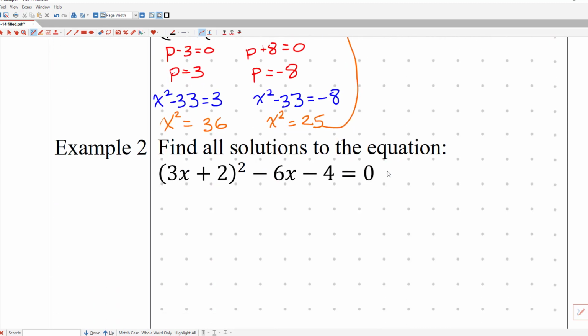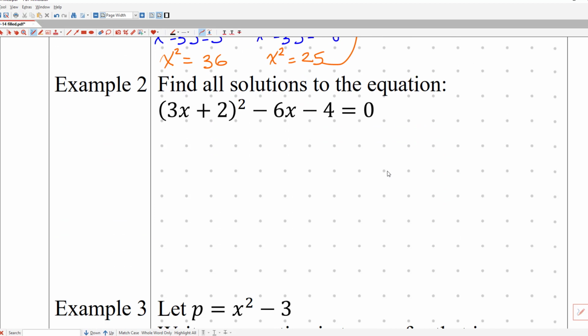Let's try another one. Example number 2. So find all solutions to this equation. It's a little bit different because it's not too clear what I should be substituting out. In general, you should be substituting out the thing that looks the most complicated, and usually the thing inside parentheses. So I'm going to let p in this case equal this 3x plus 2. That looks complicated to me.